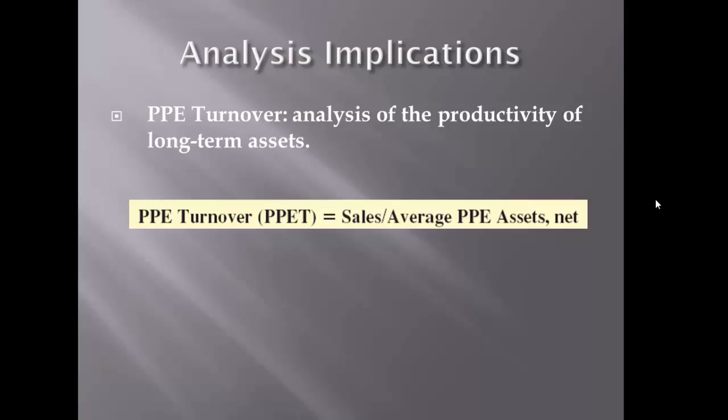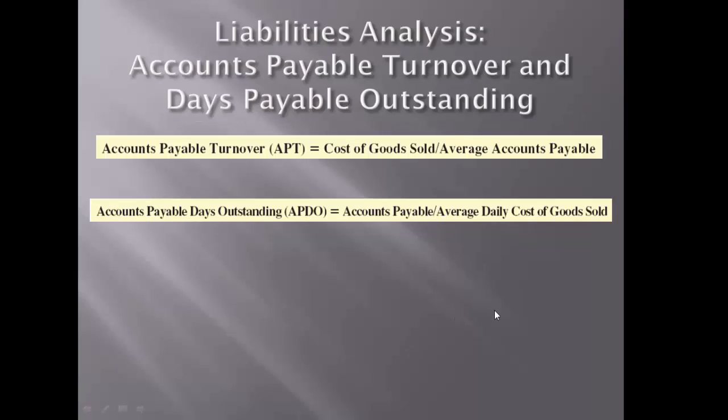We will now examine some liability accounts. Accounts payable turnover ratio measures how quickly a company pays its accounts payable. And we calculate this ratio by cost of goods sold divided by average accounts payable.